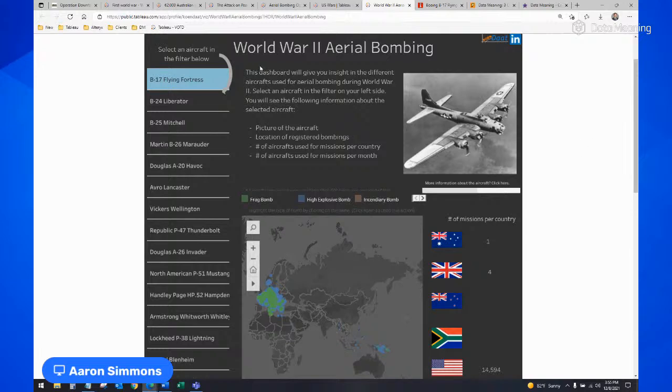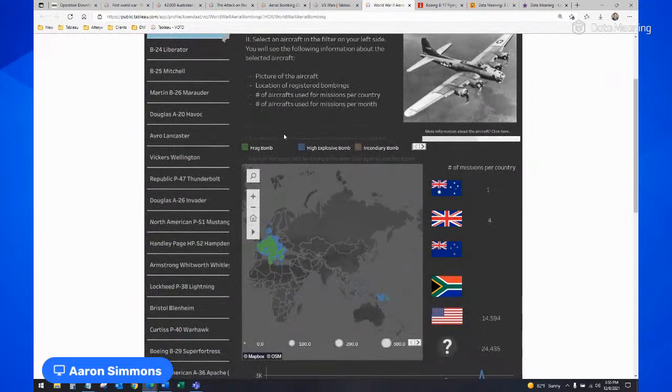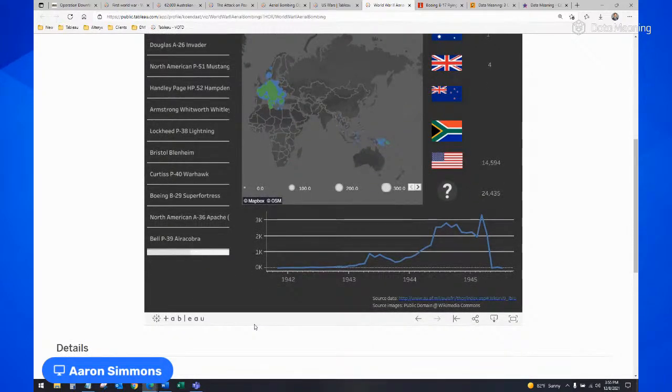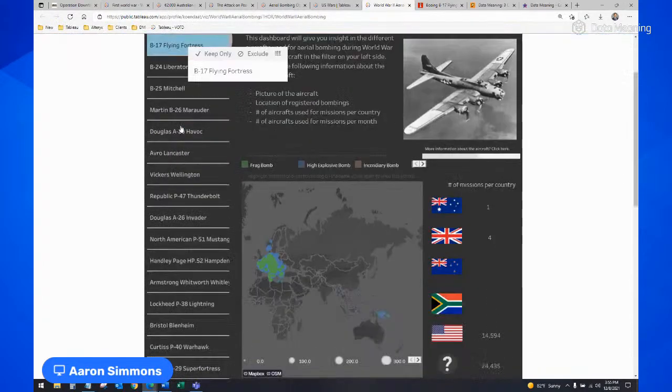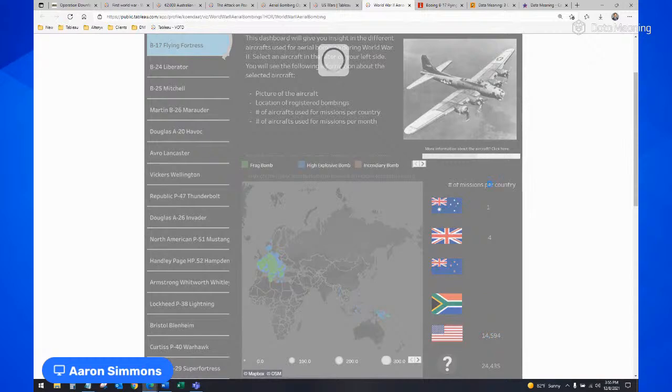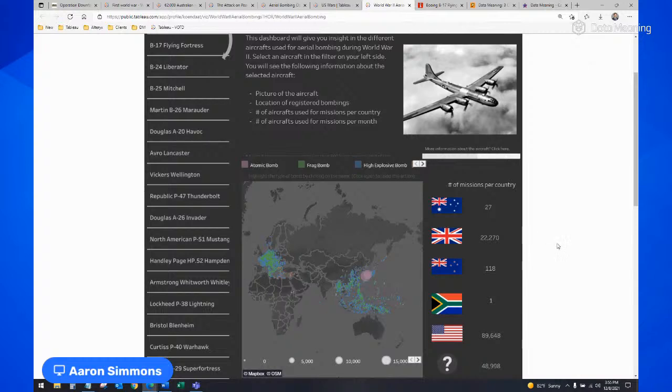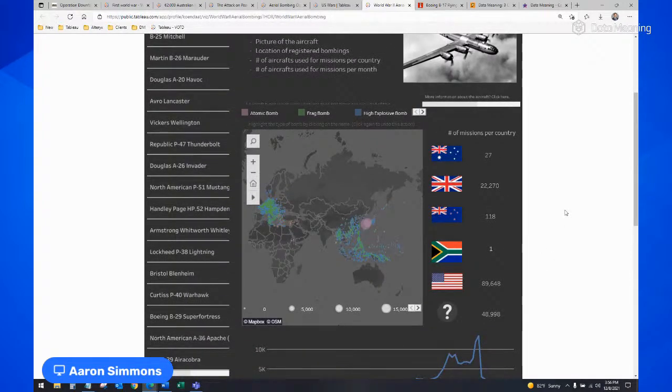But at least, I like the title, the thing on the left, easy to find. It's trying to give you at least the countries with the flag. It doesn't have a lot of information. There's only these numbers and one graph and one map. So there's not the story like we've seen in the other ones. So I unchecked the one plane I had selected, and now you can see the number of missions that happened per country, just total missions.